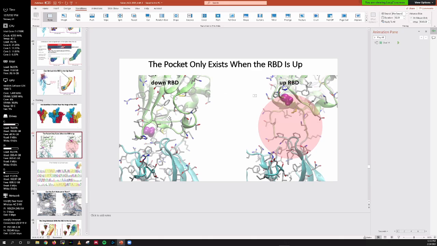Yeah, that is a very good question. There are a few things that we've looked at. There's a couple of salt bridge interactions, so interactions between negatively and positively charged amino acids, that form whenever this goes into the down conformation and then break when it shifts to the up state. So there are things that stabilize it in that down state that make it more favorable to be there than in the up conformation, yes.